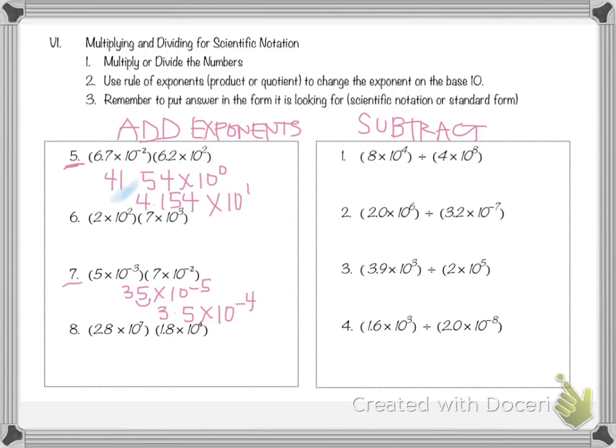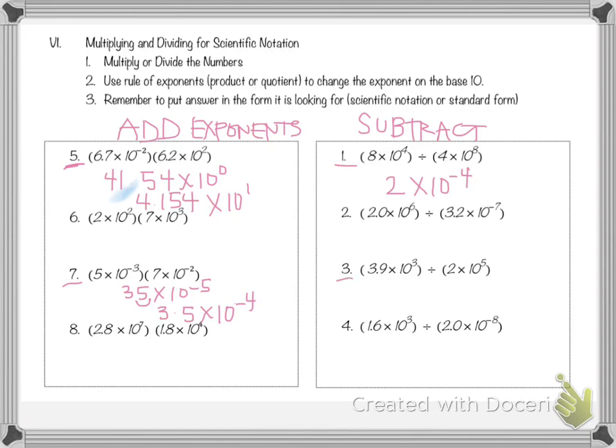Okay, alright, so let's go over here and look at number 1. So 8 times 10 to the 4th divided by 4 times 10 to the 8th. Divide your numbers. 8 divided by 4 gives you a 2. And then here we're dividing our numbers, so we're going to subtract the exponents. So 4 minus 8, so it's going to be a negative 4.